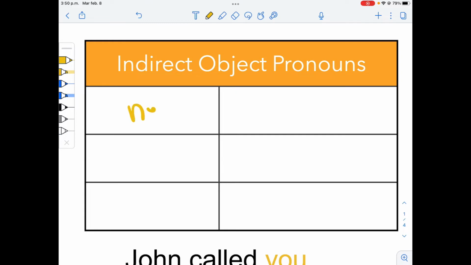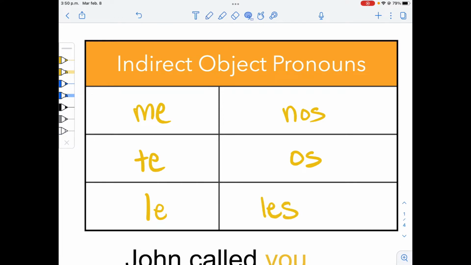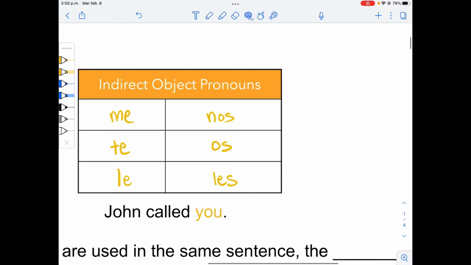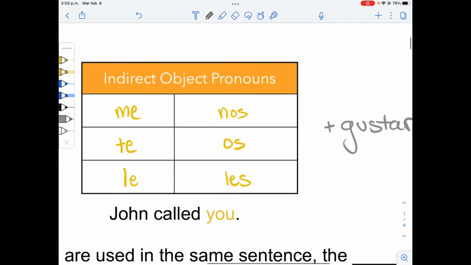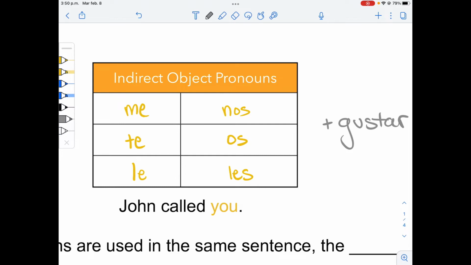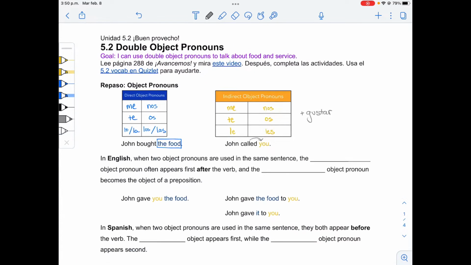This is the opposite of an indirect object pronoun. Indirect object pronouns start out the same with me, te, but instead of los, we have les. Nos, os, instead of los. Instead of los, we have les. But also, there's no las. It's just them. These are the ones that you learned a long time ago with gustar and your other backwards verbs. But really, indirect object pronouns are usually people, the person to whom or for whom the action happened. So, cool.